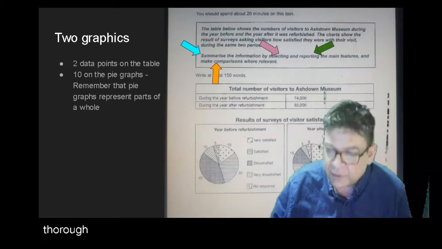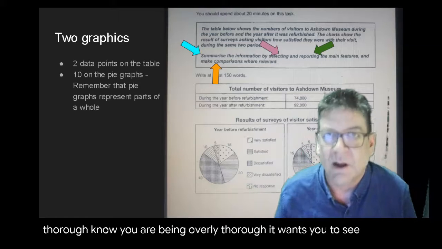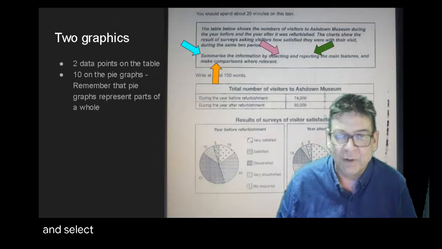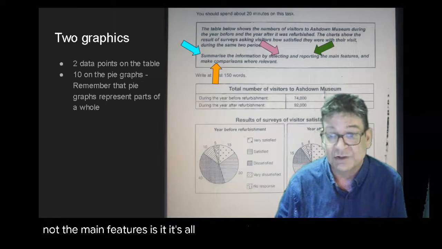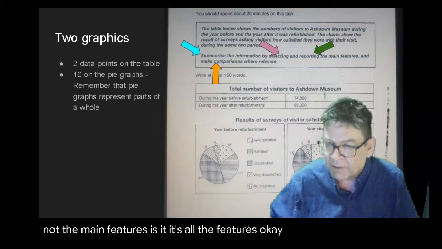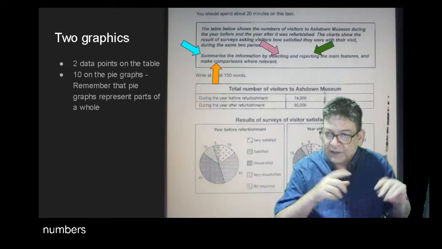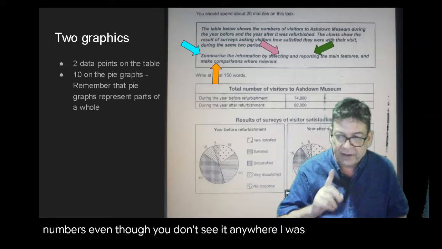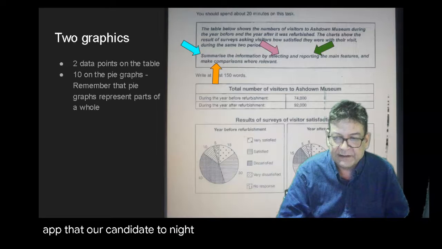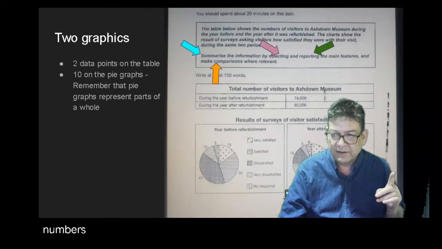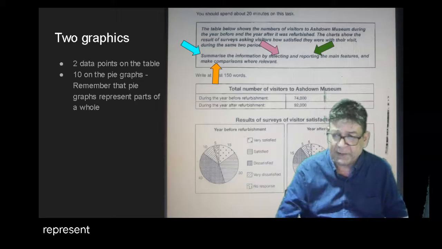But I'm being more thorough. No, you are being overly thorough. It wants you to summarize and select, not report everything. Because if you report everything, then it's not the main features, is it? It's all the features. Okay. Now, one thing about pie graphs, do remember that pie graphs represent all of a whole. So those numbers, even though you don't see it anywhere, I was impressed that our candidate tonight recognized that always with a pie graph, the numbers represent percentages, okay? Percentage of the whole. It can also represent a pizza.